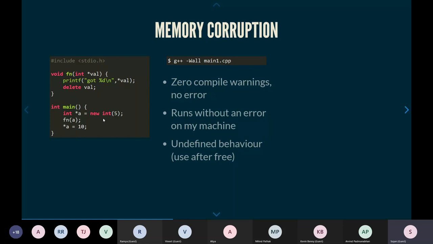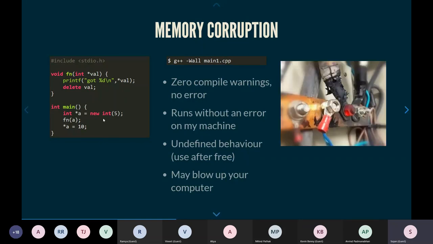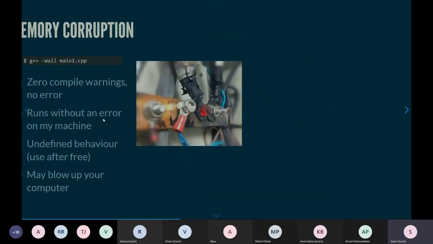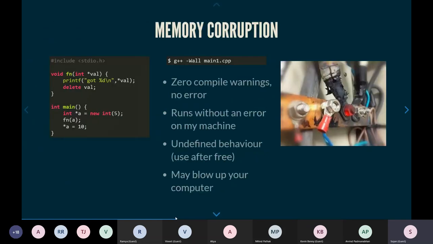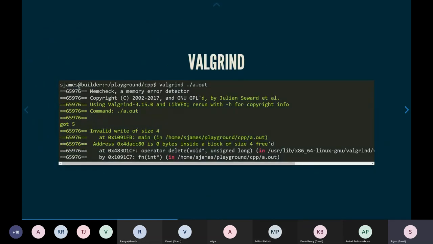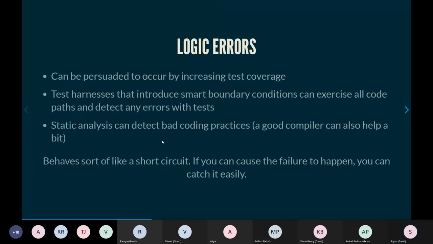What happens is undefined, right? It may blow up your computer, and we don't know. But the point is, this is a memory corruption. If you want to, you can dig deeper. So I ran valgrind, and you can catch that there is an invalid write of size 4 at a certain address. So there is a problem, but the problem is not caught at runtime.